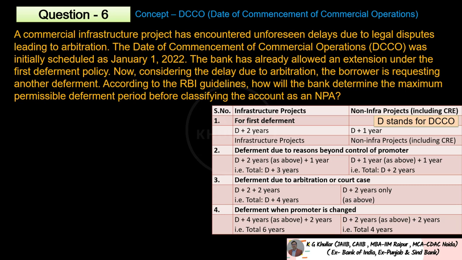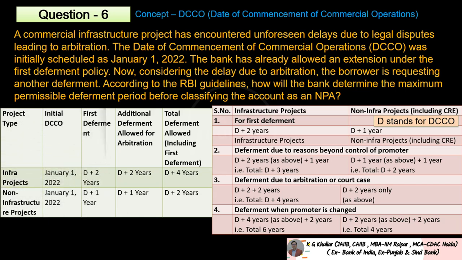So as you can see, deferment will only be because of any of these 4 given cases. So first, see if the project given in the question is infra or non-infra. Now in our case, it's given as infra. Now it's given in the question that bank has already allowed first deferment, which as you can see in serial number 1 is D+2.